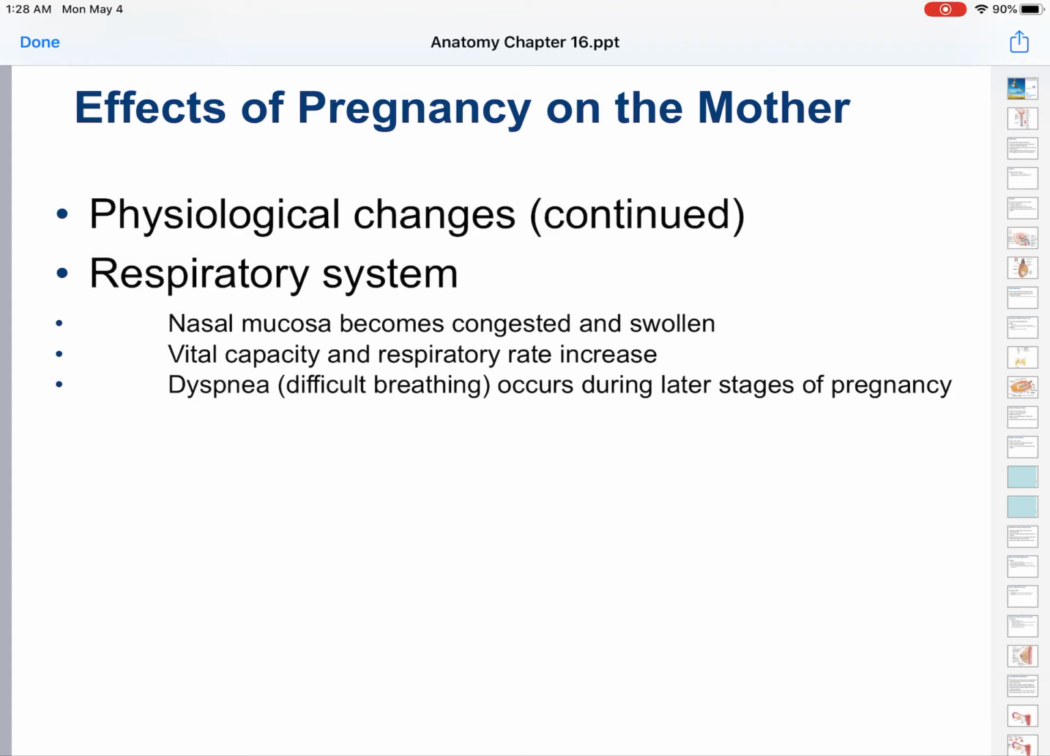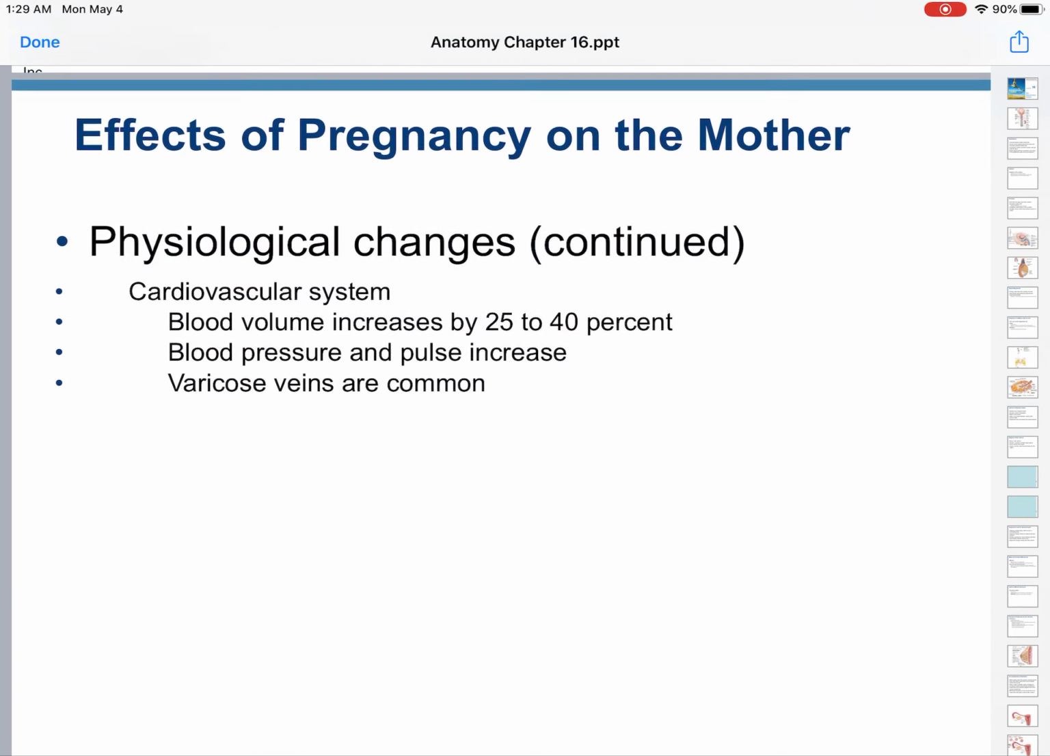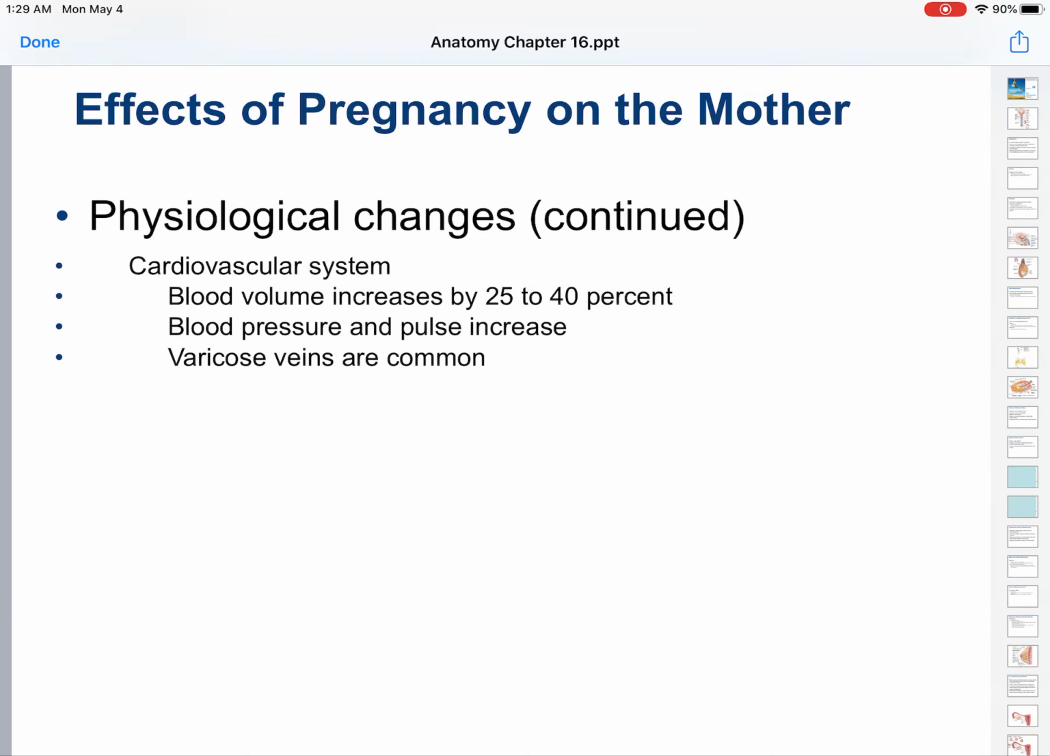Respiratory system. Your nasal passages will become congested and swollen. You might feel constant pressure in your nose. Vital capacity and respiratory rate will increase, and difficulty breathing will occur later as that developing baby in the uterus presses farther and farther up. As it approaches the sternum and the xiphoid process, it will also start pressing on the diaphragm, which will lead to problems in breathing.